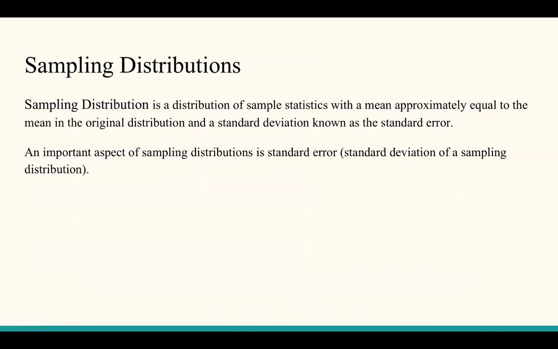All right, so to start off, sampling distributions are distributions of sample statistics with a mean approximately equal to the mean in the original distribution and a standard deviation known as standard error. So an important aspect of sampling distributions is the standard error, which is just the standard deviation of the sampling distribution. You can use StatKey to find the standard error of the sampling distribution as well. The sampling distribution is what we're going to be using to find the confidence intervals.